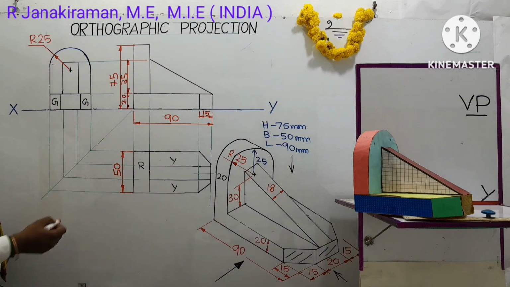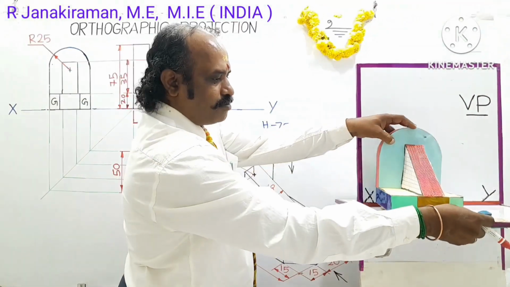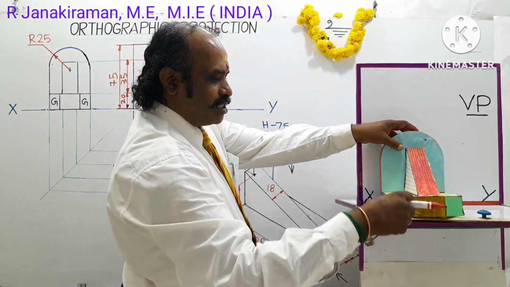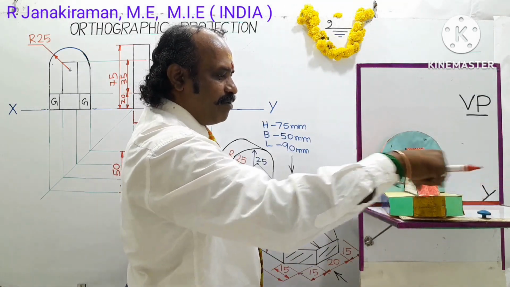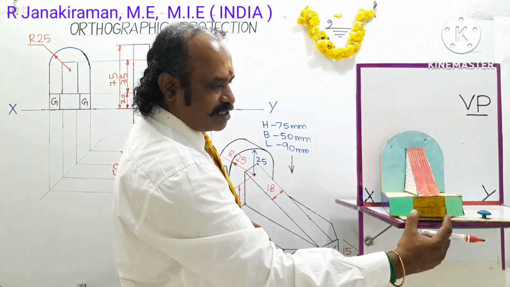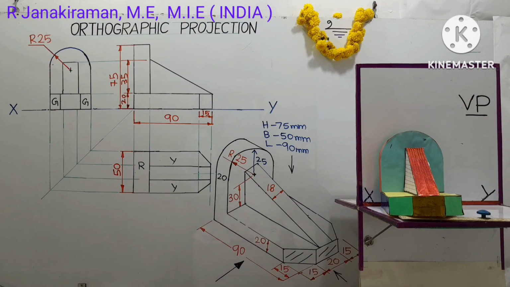So this green color portion distance will be 15 mm. This is the side view. This green color portion length will be 15 mm: right side 15 mm, left side 15 mm. The center 20 mm is the golden part. Okay, so let us dimension this also.